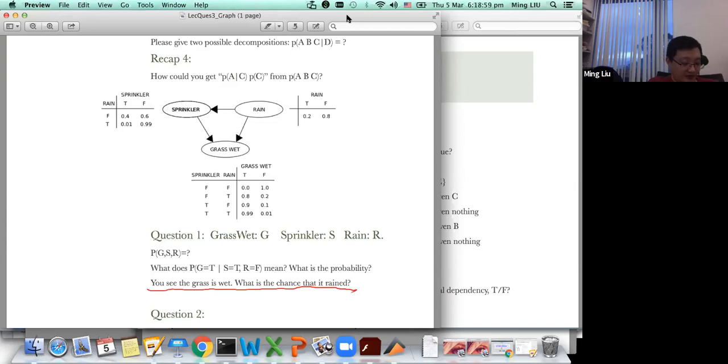Okay, back to the question. You see the grass is wet. What is the chance that it rained? That's exactly the thing provided by John Kun, right? So given the grass is wet, what's the chance it rained? So can you take some minutes to do the computation? And let's discuss this answer in about 2 or 3 minutes. In 3 minutes, let's say we discuss the answer at 6:22.